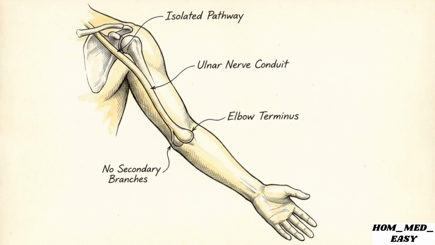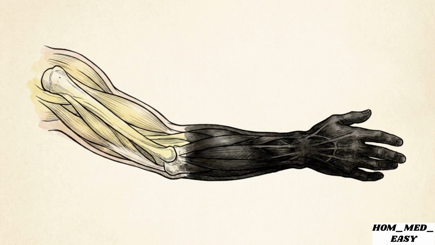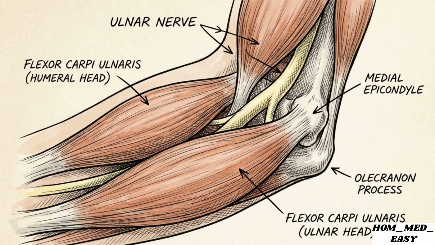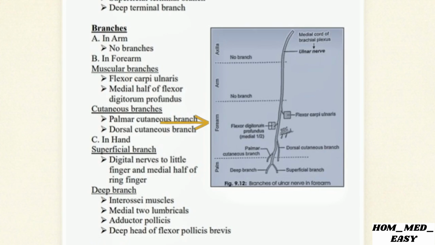Because the nerve acts strictly as a closed conduit through the upper arm, an injury at the elbow acts like a master switch. It risks cutting off the signal to every single motor and sensory target located further down the arm. Moving past the elbow, the nerve threads the gap between the two heads of the flexor carpi ulnaris muscle to enter the forearm. In the forearm section of our schematic, the nerve deploys its first muscular branches.